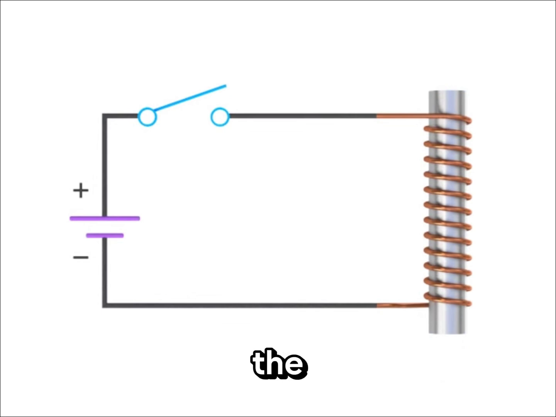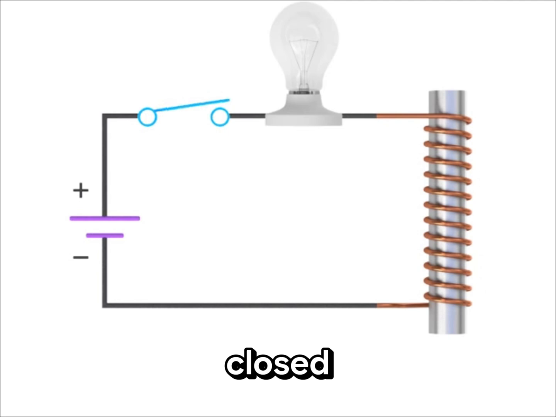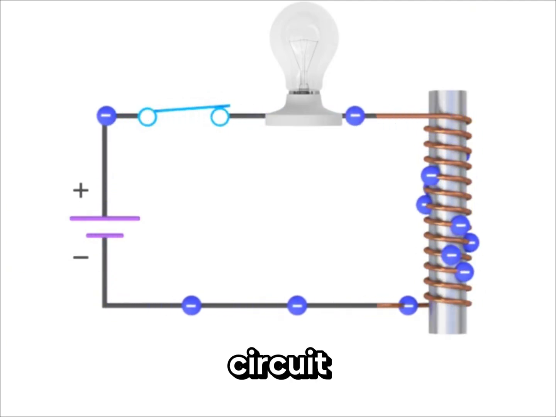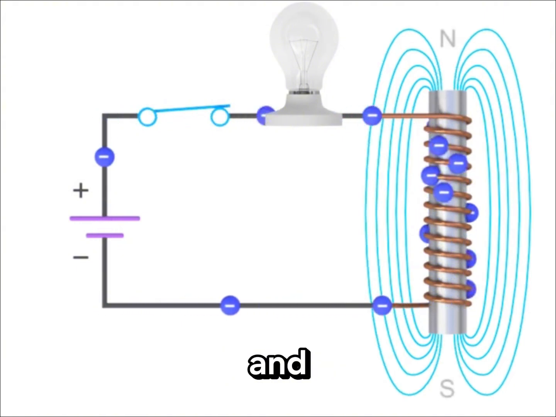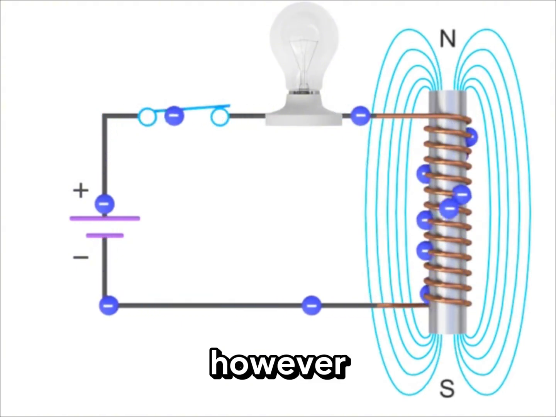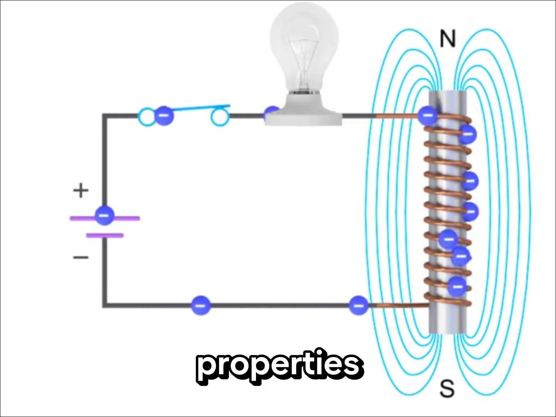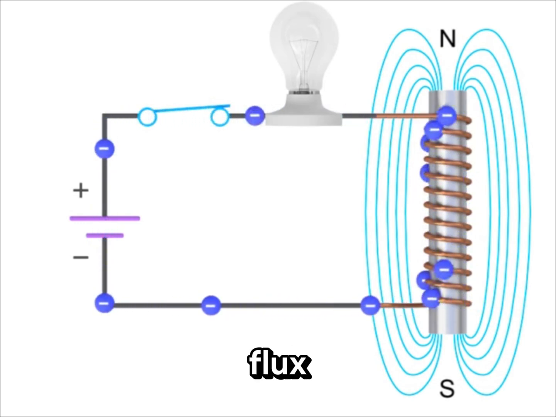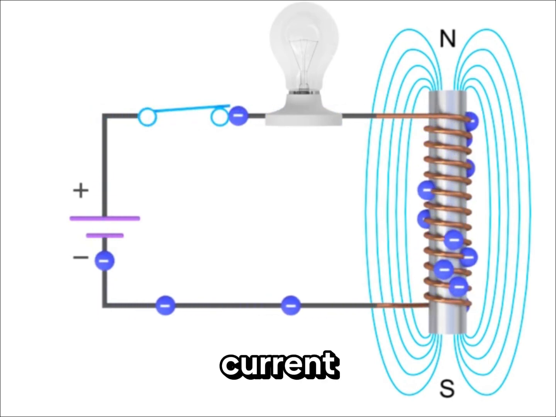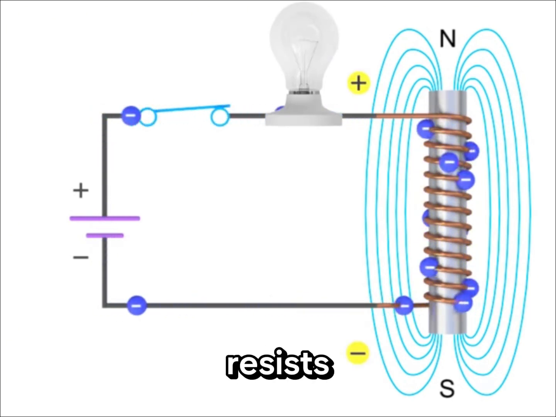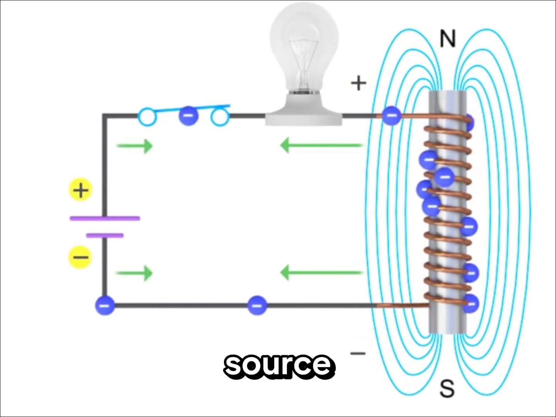To demonstrate the properties of an inductor, we'll add a resistance or light bulb to this circuit. As the switch is closed and the current flows through the circuit, the electromagnetic field in the inductor forms and expands rapidly. However, because of the unique properties of an inductor, as the flux lines of the electromagnetic field expand, the changing current generates a voltage that resists the current coming from the source.